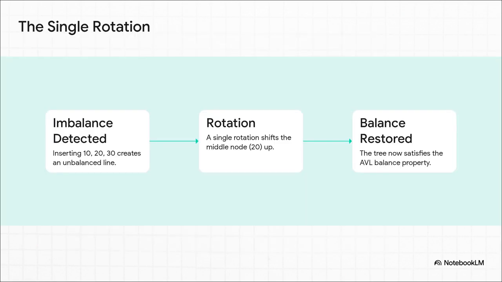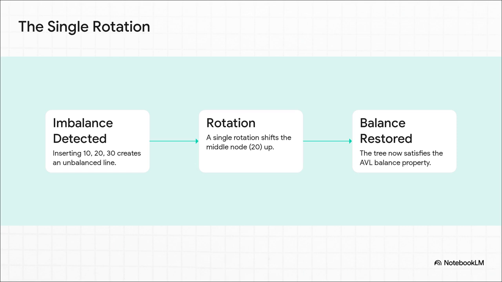Let's see this little magic trick. We insert 10, then 20, then 30, and we get that problematic straight line. Uh-oh, the tree detects the imbalance. It then performs what's called a single rotation. The middle node, 20, just pivots up to become the new root. And boom, just like that, balance is restored. It's a proactive, self-healing system.